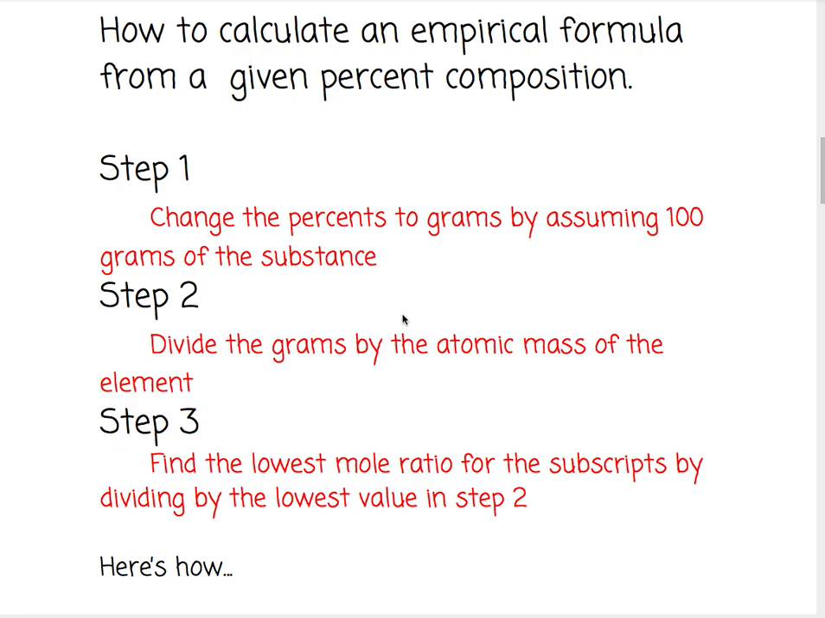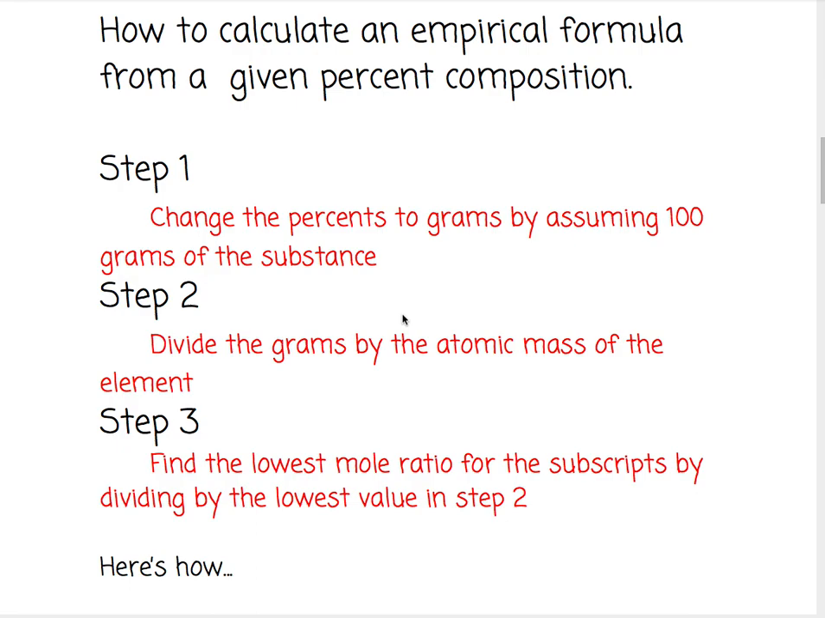Change a given percent composition to an empirical formula. So we want to now calculate an empirical formula given the percents of the elements that are in the compound. For example, if we had something that was 75% carbon and 25% hydrogen, how can we make an empirical formula out of that? Well, that's going to be our first example, but let's go through the steps first, and then I'm going to show you how to do this.